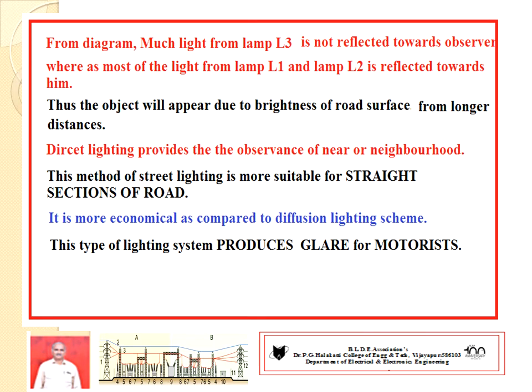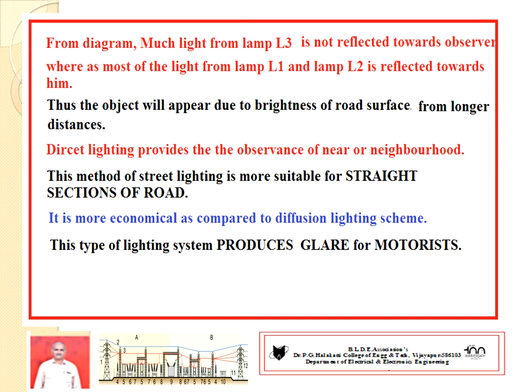From the diagram, it is observed that much light is emitted by L3, which is nearer to the driver condition, but L3 is not reflected towards the observer, whereas most of the light from lamp L1 and lamp L2 is reflected towards the observer. Thus, the object will appear due to brightness of the road surface from longer distances.